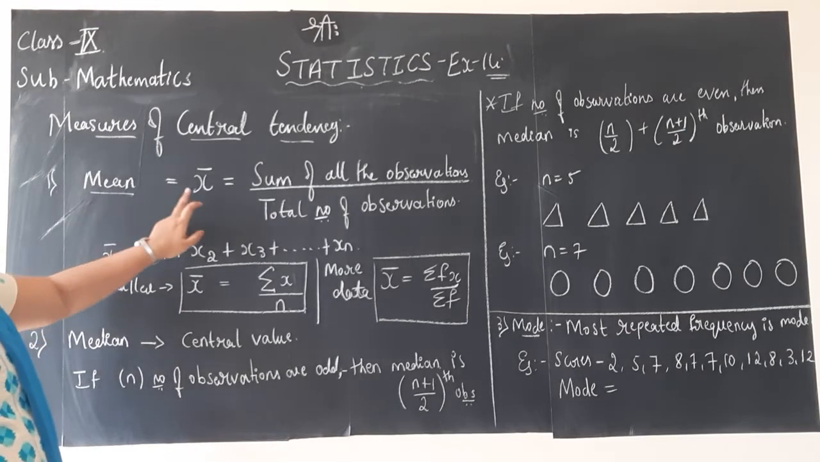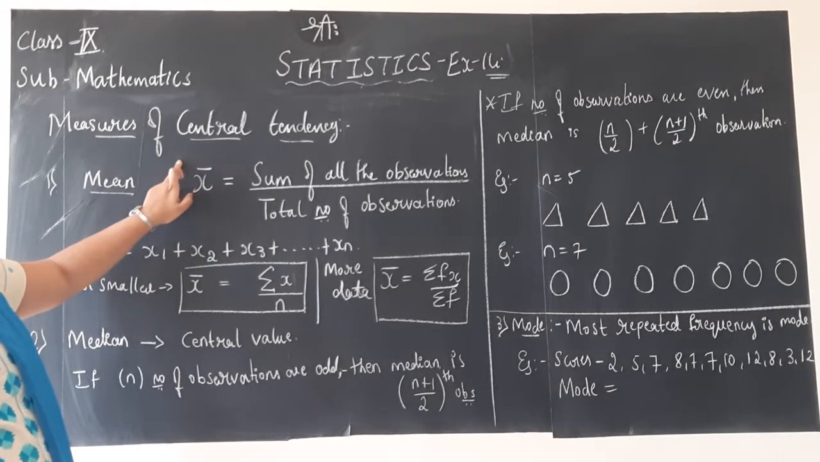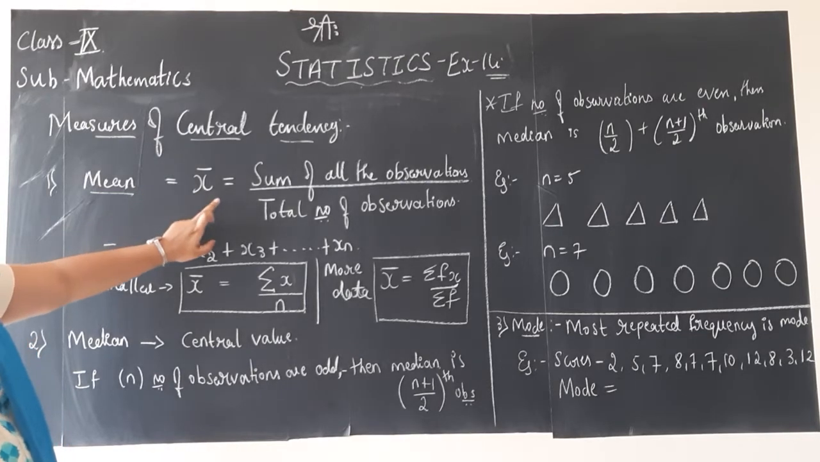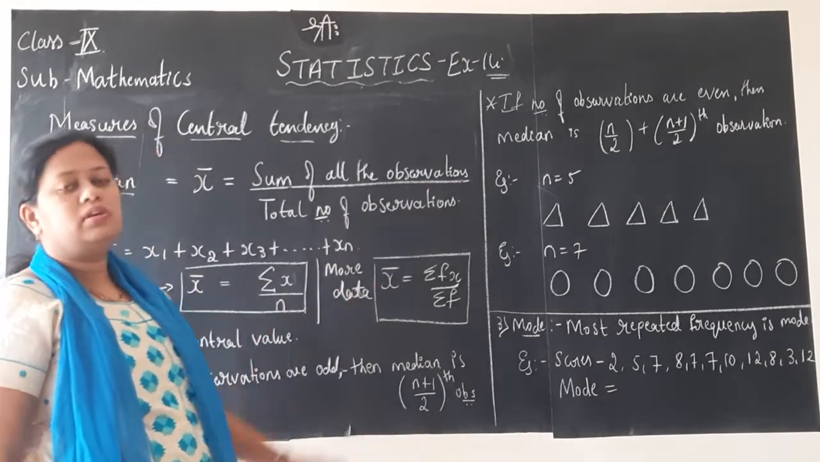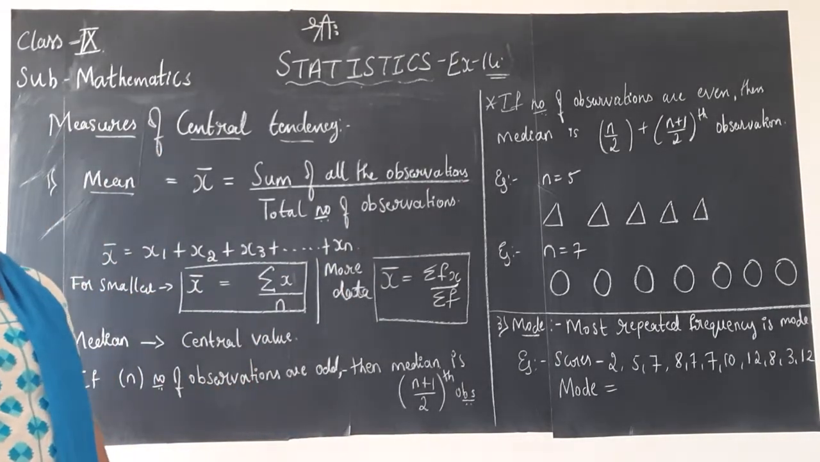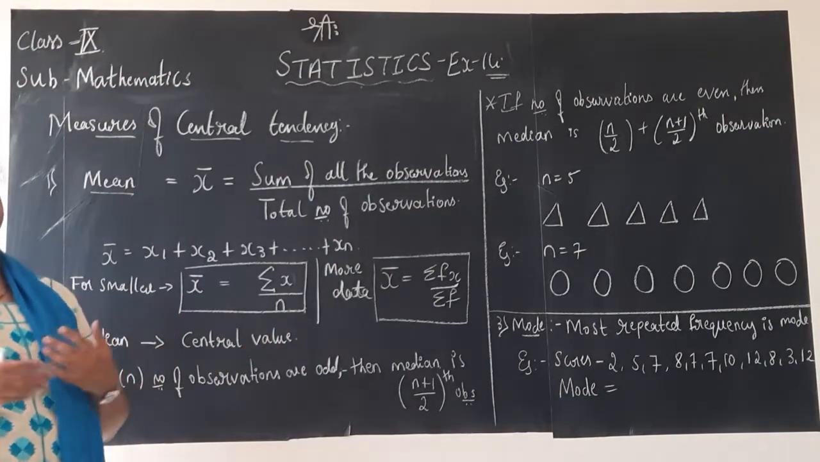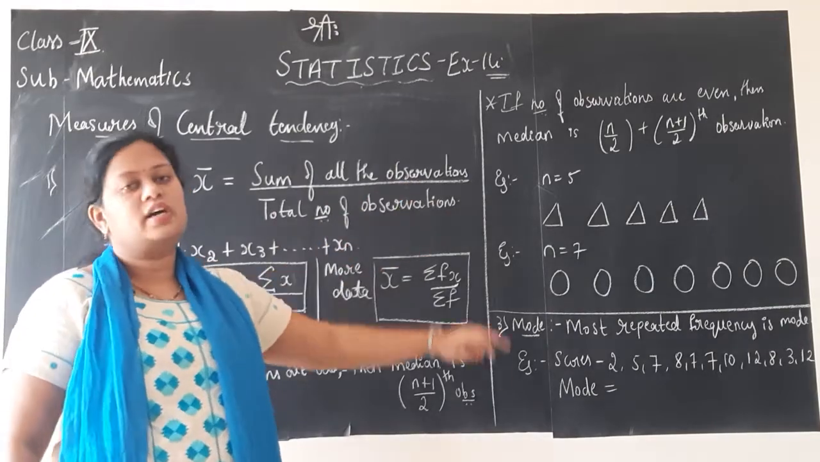Now, mean is represented by x bar. The line upon the x should be read as bar, children. X bar is equal to the sum of all the observations divided by the total number of observations. That is what mean is. You are taking the average of all the given scores. X bar is the sum of all the observations.